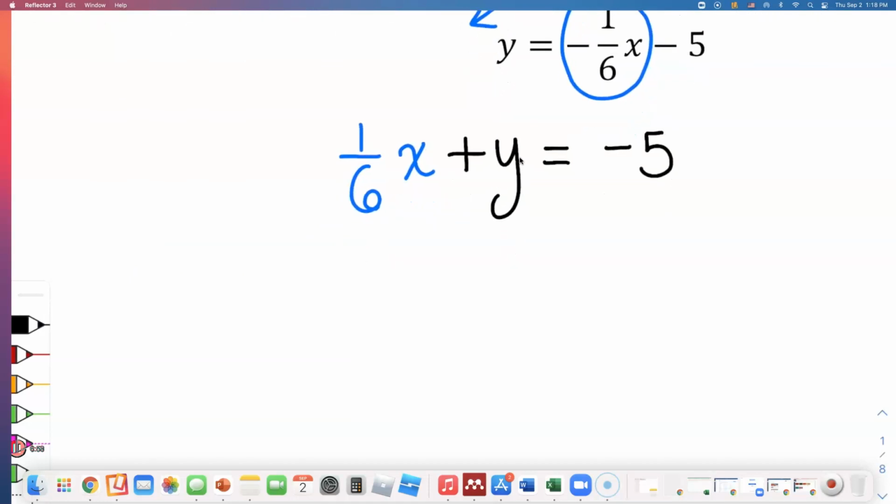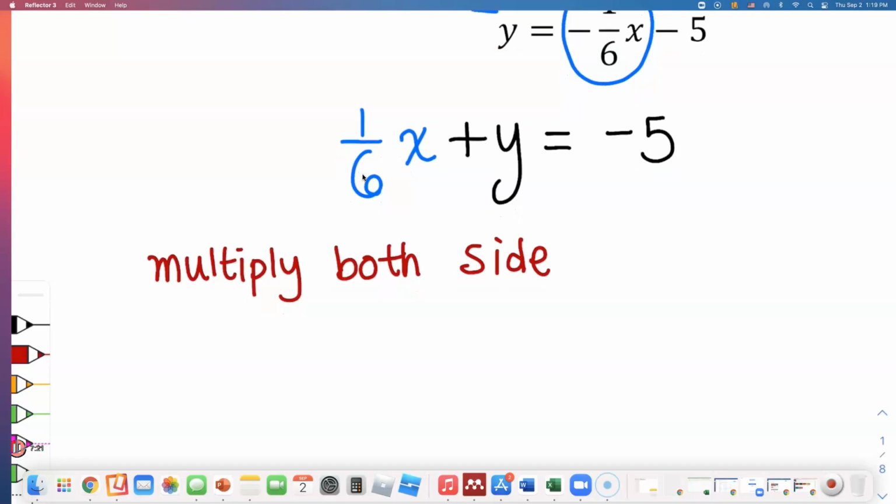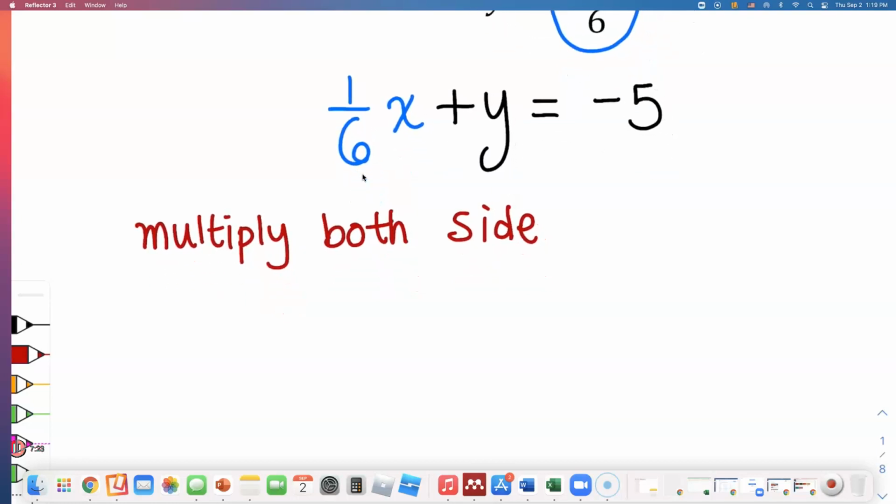Now it meets the locations, like the things are in the right places. First of all, I have the x and y on the left side, and I have the number on the right side. So everything is in the right place. It's just that we can't have a fraction 1/6 there. So here's what I'm gonna do. I will multiply both sides, because you can't just multiply one side. We have to keep the equation balanced. Both sides by 6. And you know why 6, right? Because the fraction is 1/6.